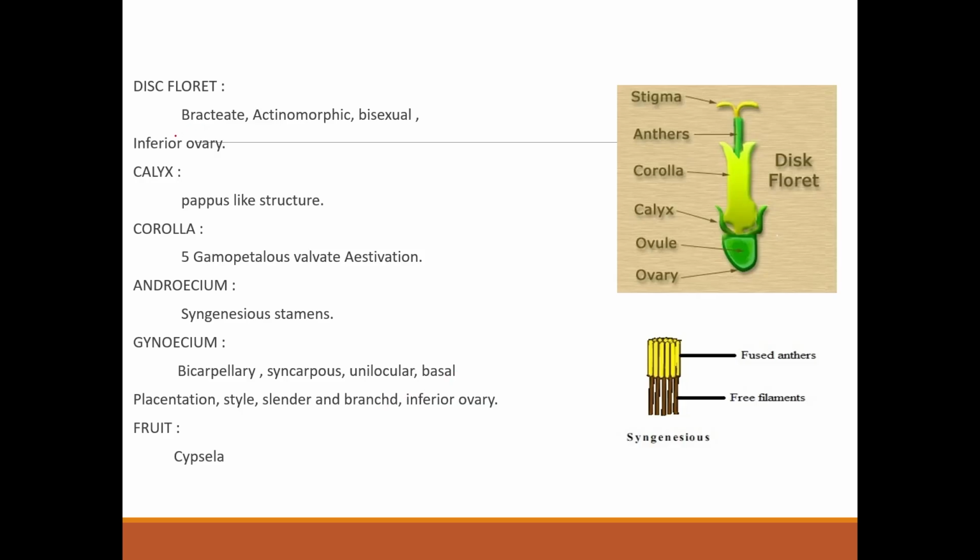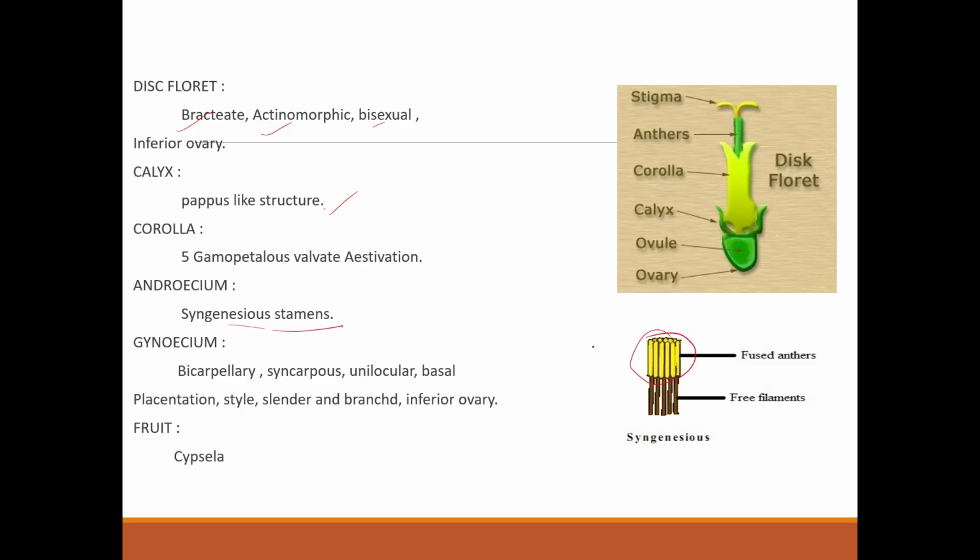Then the disc floret, which is bracteate, actinomorphic, and bisexual with an inferior ovary. Calyx is pappus-like. Corolla is made up of 5 gamopetalous petals with valvate aestivation. And the androecium shows the syngenesious stamens. As you can see, the anthers are fused.